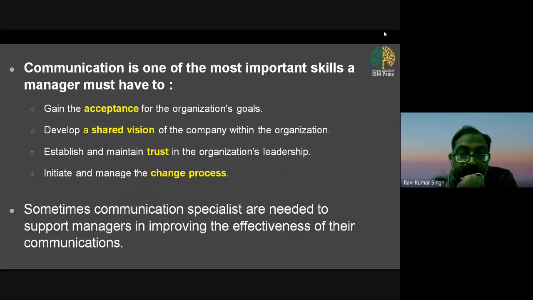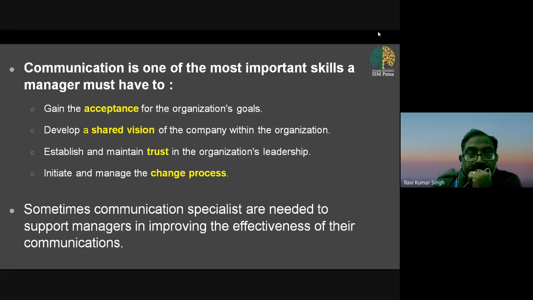Then the third one is to establish and maintain trust in the organization's leadership. Different layers of the organization communicate and work towards creating an environment in which trust is there, so that every person has faith and trust in the leadership, in the mission, in the vision, and in the goal of the organization.